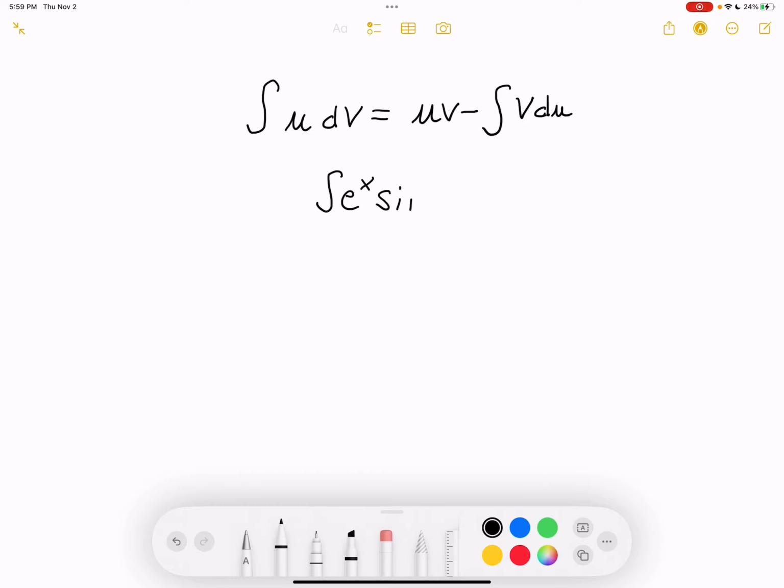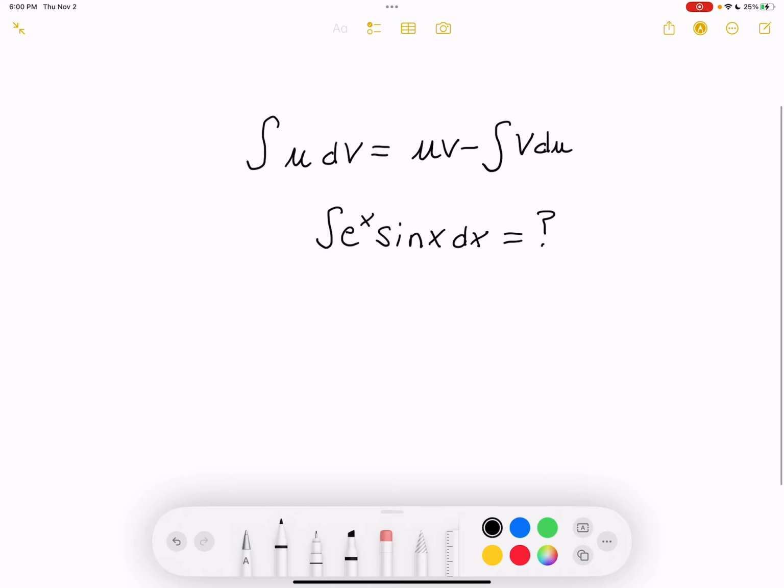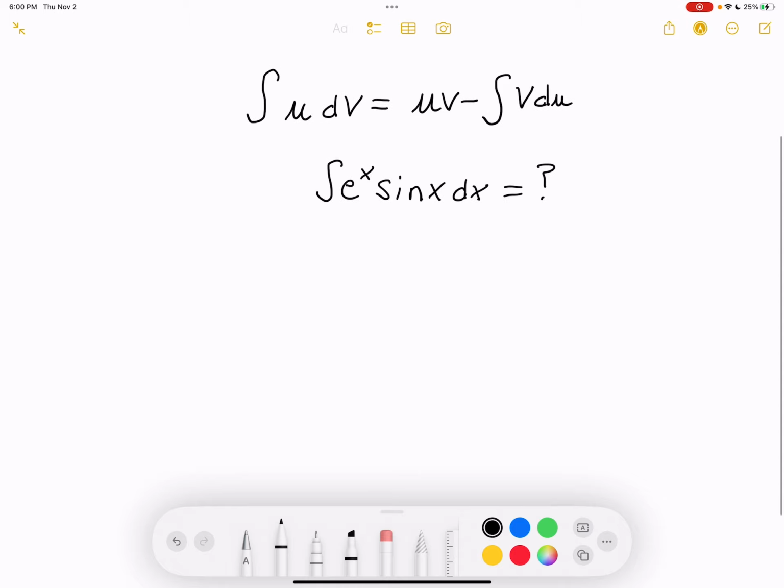Say I asked you to find the indefinite integral of e to the x sine x dx. Simple u substitution will fail there. And because of the way that u substitution is pretty much derived from the chain rule, it follows from the chain rule for derivatives, integration by parts for integrals follows from the product rule for derivatives.